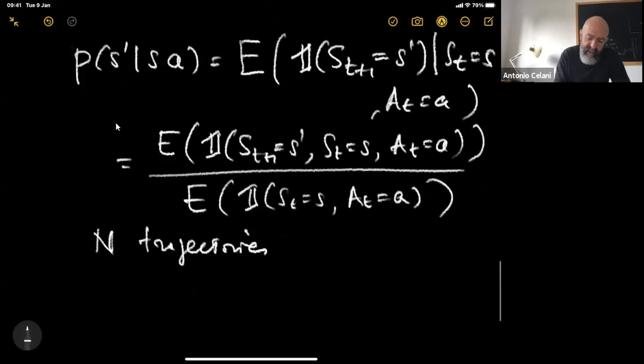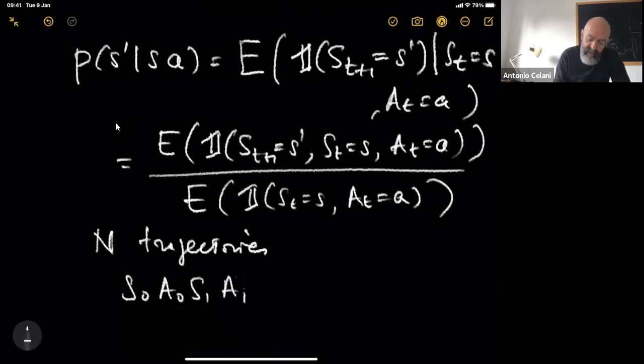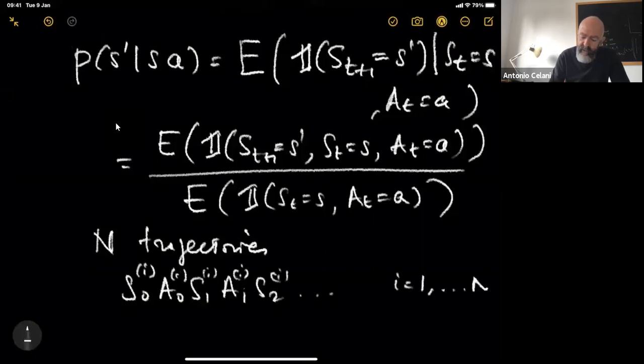By a trajectory, I mean a sequence state, action, new state, sorry, new action, new state, and so on and so forth. So this is one trajectory, and I have n of them. So let's put a label i here, with i going from 1 to n.